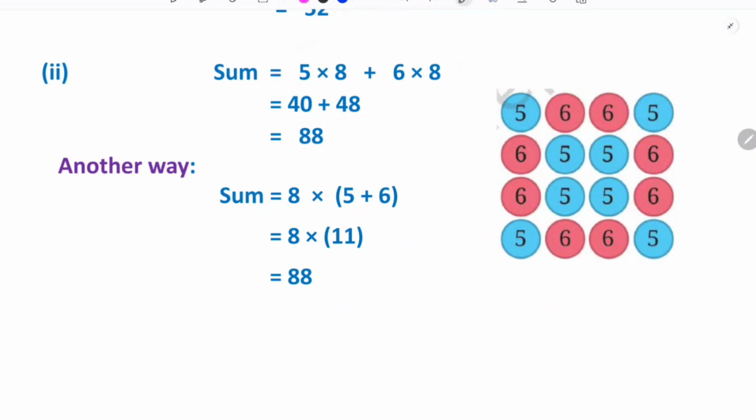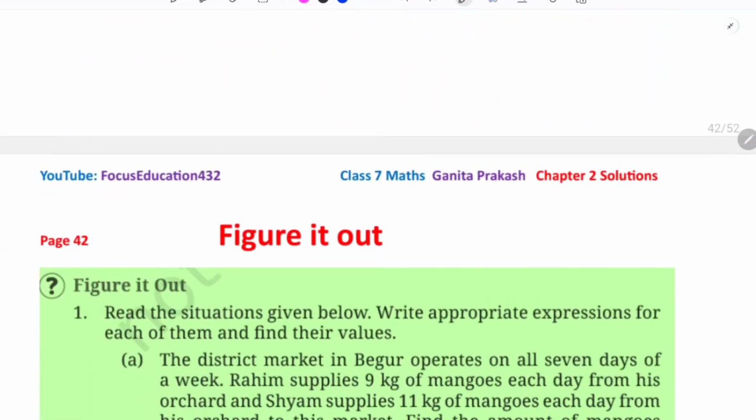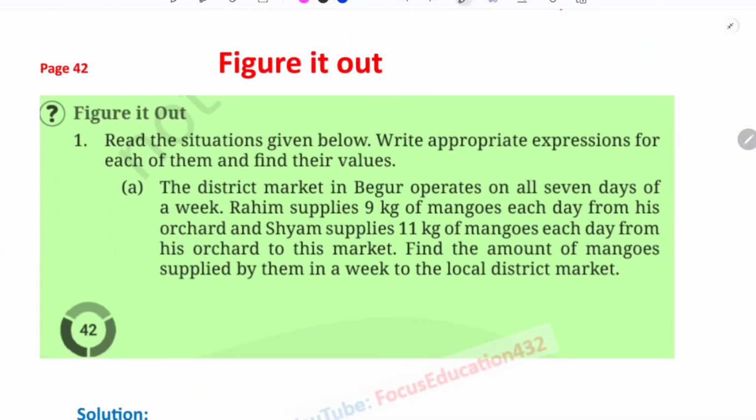So in the other way, how can we do it? Here 8 is common. Distributive property. 8 is common, so take it outside, multiplied by 5 plus 6. So 5 plus 6 gives us 11. So 11 multiplied by 8 is 88. So whichever correct way you use, you will get the same value. Now Figure It Out, page number 42. Now first question.